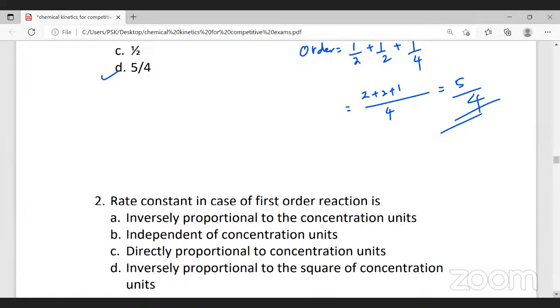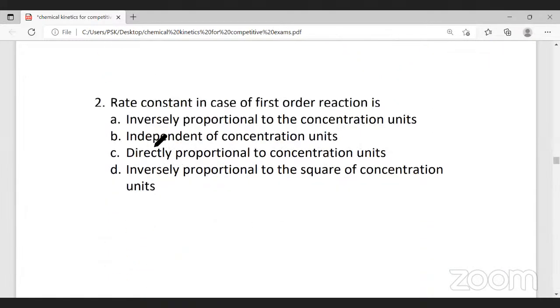The rate constant in case of a first order reaction is inversely proportional to concentration units, independent of concentration units, directly proportional to concentration units, or inversely proportional to the square of the concentration unit. Now, what is the rate constant of a first order reaction? What is the unit for rate constant of a first order reaction? Anybody? The unit for the rate constant of a first order reaction is per time.